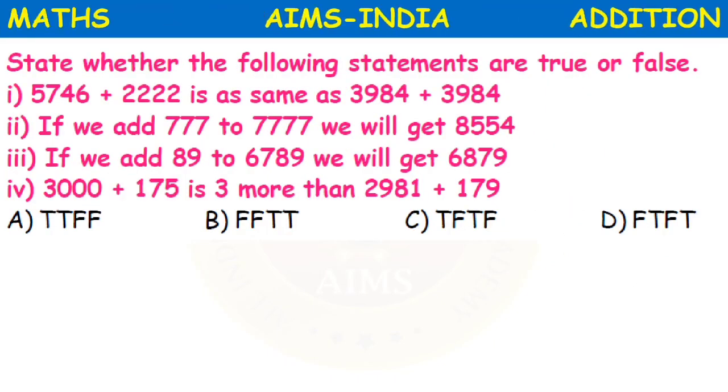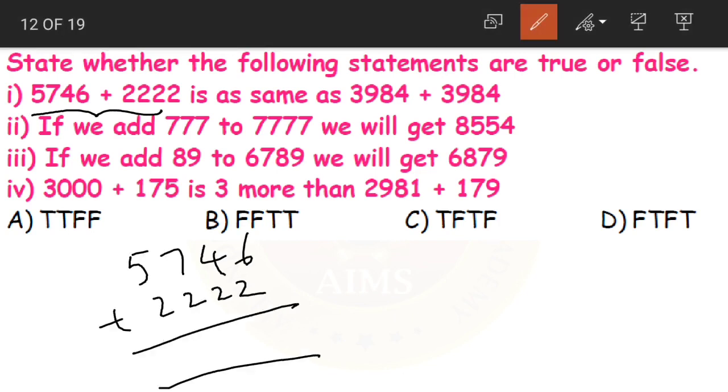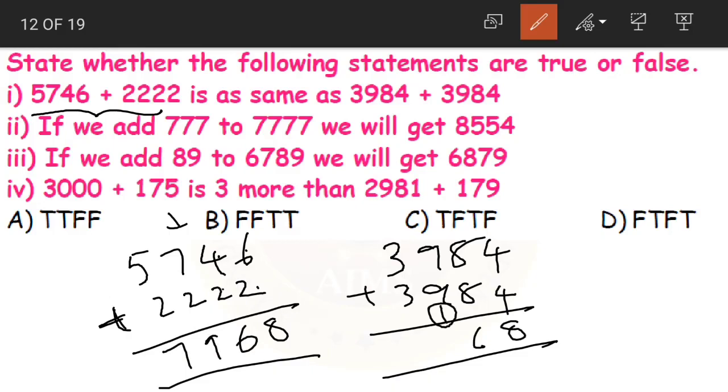Next question. State whether the following statements are true or false. See, first statement is 5746 plus 2222 is the same as 3984 plus 3984. Now how to solve this? There is only one way to solve this, that is add both the numbers and see whether their sums are equal. First adding this, 6 plus 2 is 8, 4 plus 2 is 6, 9 and 7. Now here 8, 6, 1 carried, this becomes 19 and this is 7. So yes, the sums are the same here.